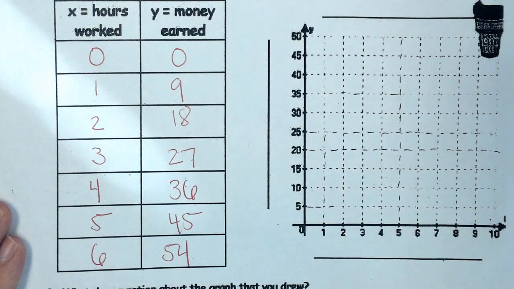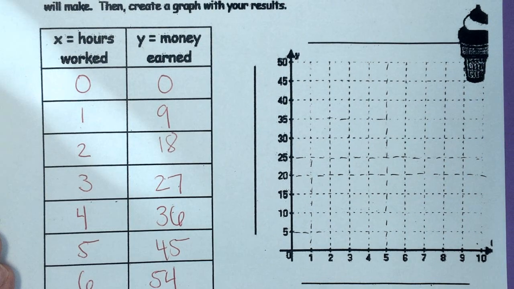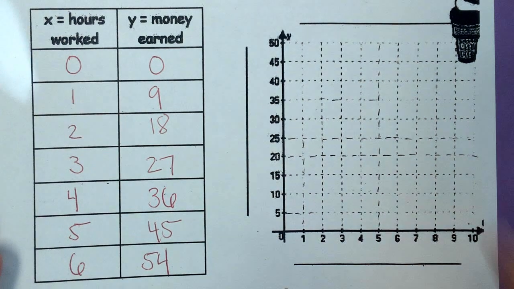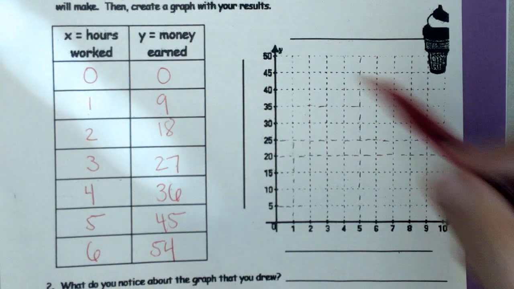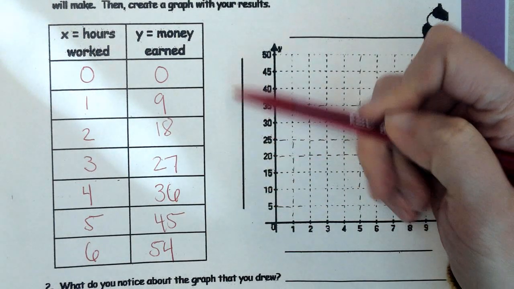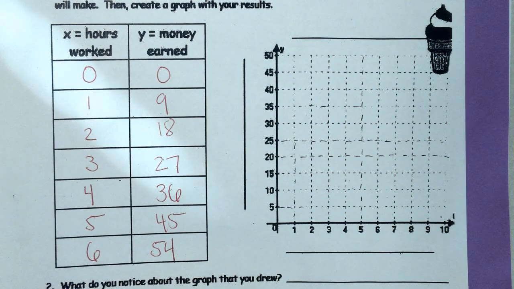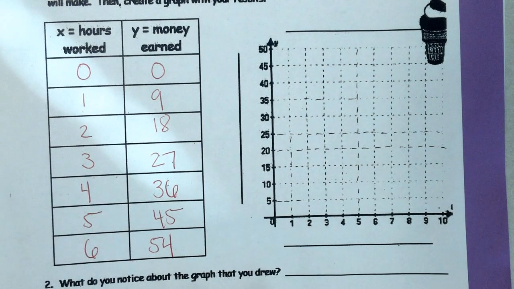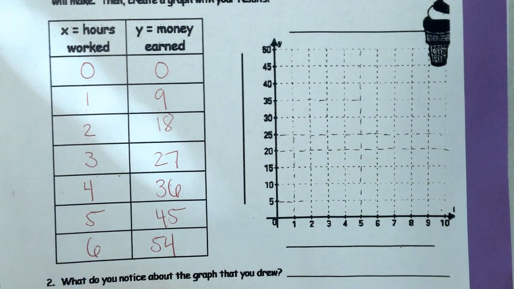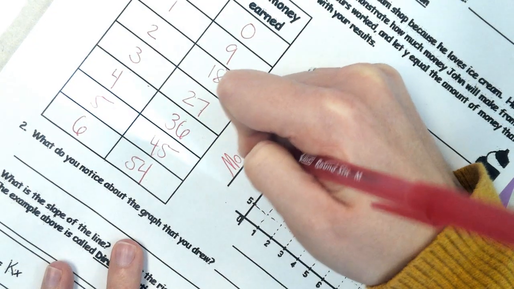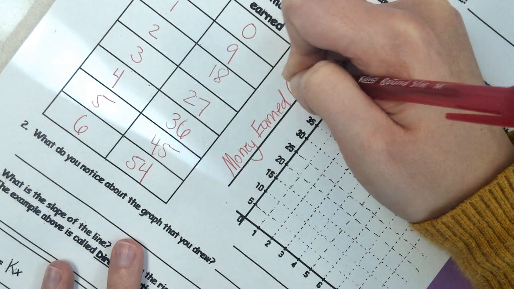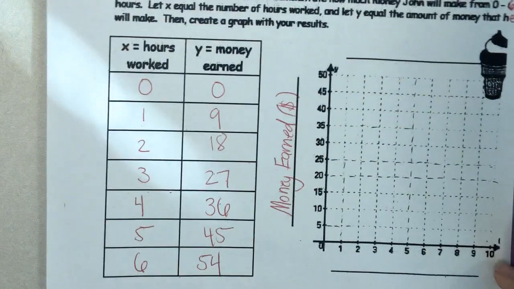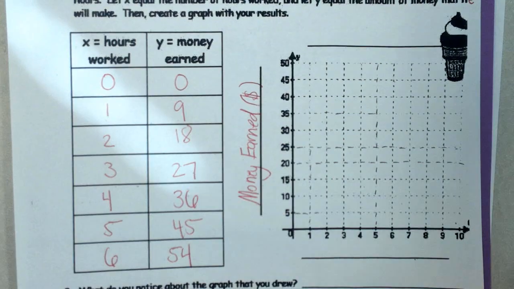Very good. Okay. Then it asked us to create a graph with the results. Now notice, there are no labels anywhere on the graph. So we have to add labels in. Which axis is this? Y-axis. Raise your hand if you can tell me what we should label the Y-axis. Go ahead, Raylan. Money earned, right here. Y is money earned. So on our Y-axis, we're going to write money earned. And with that, I'm going to put in parentheses a $ sign. Okay, just to know what type of measurement of money we're using.